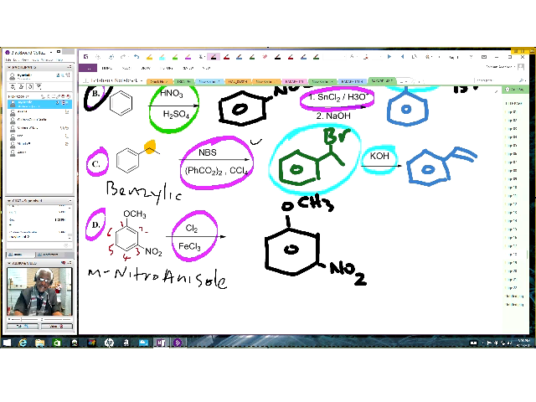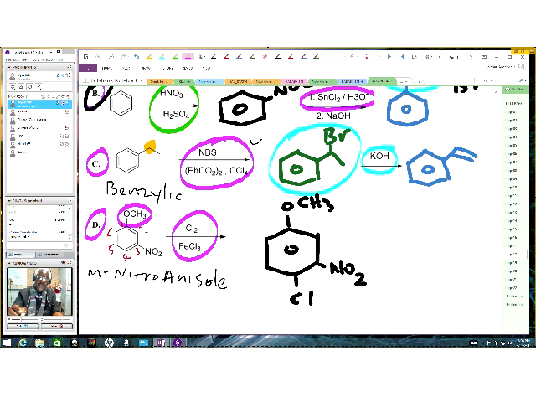You get this here. Okay, go to carbon 4. You're also going to get, because the direction of this reaction will be dictated by the methoxy group, because the methoxy group will be the director here. It is an ortho para director, so it will direct to the ortho and the para position.